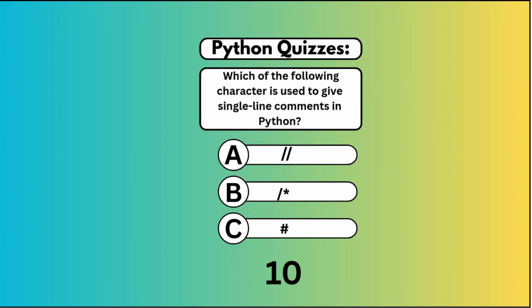Number 10. Which of the following character is used to give single-line comments in Python? To write single-line comments in Python, use the hash character, hash, at the beginning of the line. It is also called number sign or pound sign. To write multi-line comments, enclose the text between triple quotes.